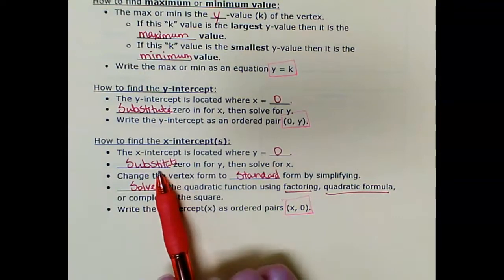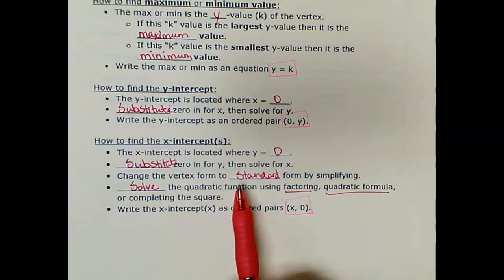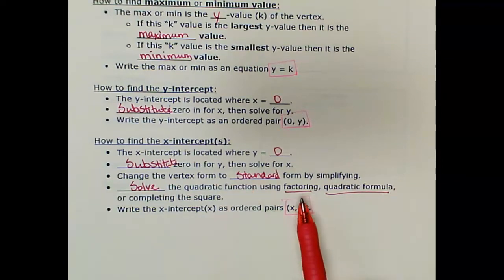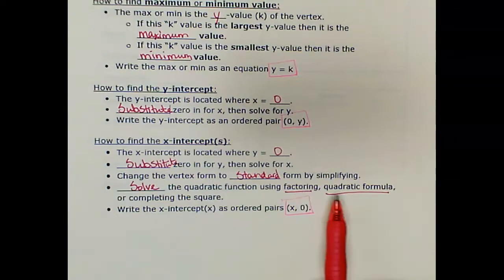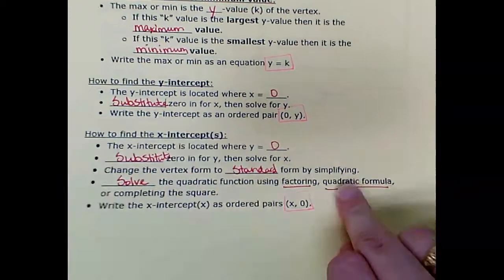You substitute 0 for y and solve for x, but you will probably need to change vertex form to be standard form, what we talked about in the last set of notes, the ax squared plus bx plus c. And the reason you need to make standard form is you need to be able to solve by factoring or quadratic formula or even completing the square. And I didn't underline that because I feel like most people won't choose that, but these two are a little bit more familiar. And you write your x-intercepts again as ordered pairs, the root, comma, and then 0. So we're going to go on to the next page.